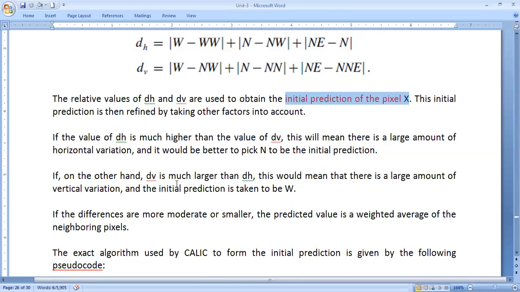And if the DV value is much higher than DH, means vertical value is much higher than the horizontal, then we will pick west values, the W value, as the initial value. So अगर vertical value ज्यादा हो रही है तो हम उसका उल्टा मतलब वेस्ट वाला लेंगे, और अगर हॉरिजॉन्टल वैल्यू ज्यादा हो रही है तो उसका उल्टा मतलब नॉर्थ वैल्यूज लेंगे. सो अगर इन दोनों में से अगर DH ज्यादा है, DH मीन्स हॉरिजॉन्टल, देन वी टेक नॉर्थ वैल्यूज. वर्टिकल ज्यादा है देन वी टेक वेस्ट वैल्यूज.